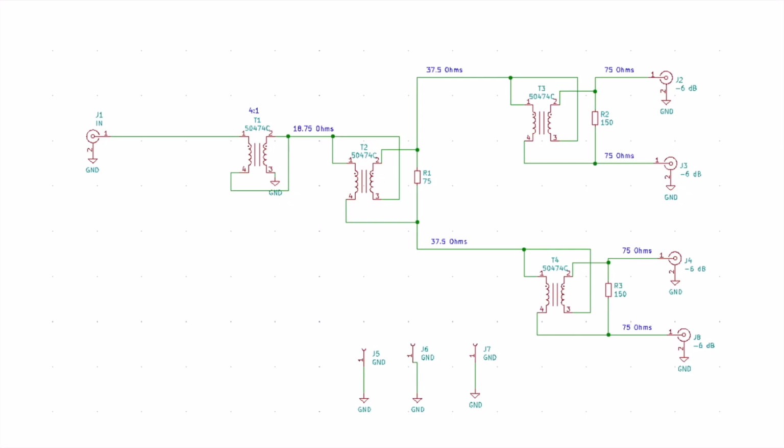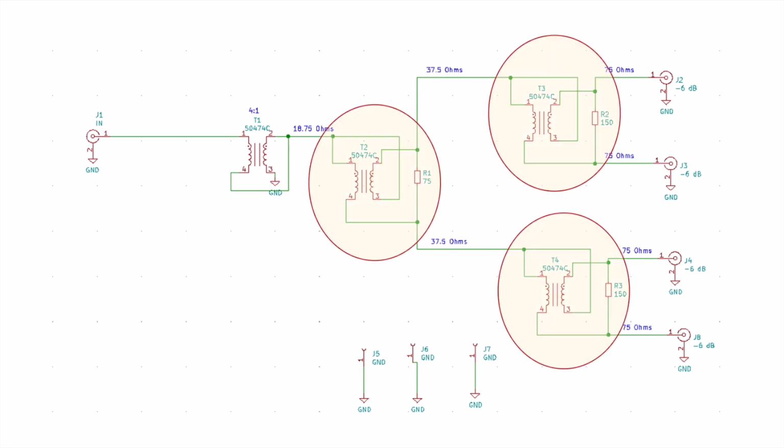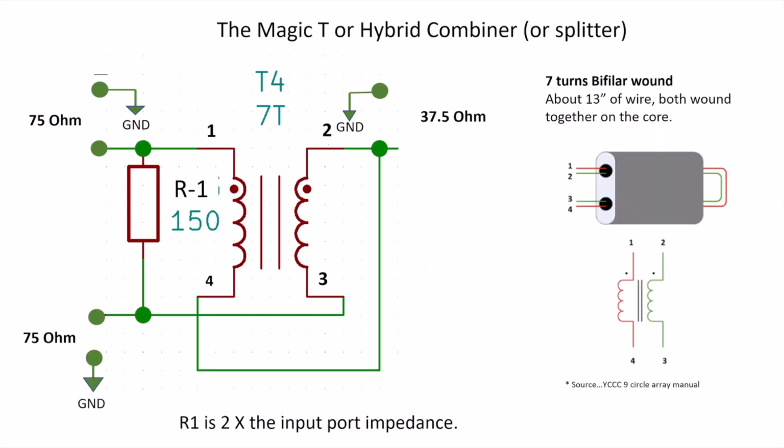Here is a schematic of the device that I built using KiCad. There are three Magic Ts, or hybrid combiners, T2, T3, and T4. I'm not going to explain the theory behind Magic Ts, because I already made a dedicated video about that, and if you're interested, I'm going to put the link at the bottom of the video here.